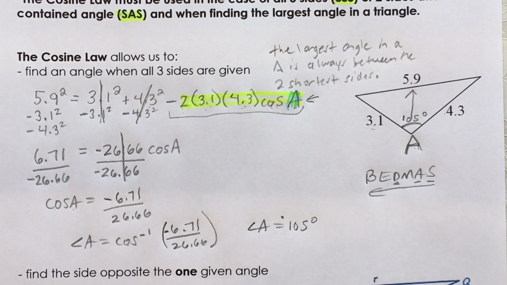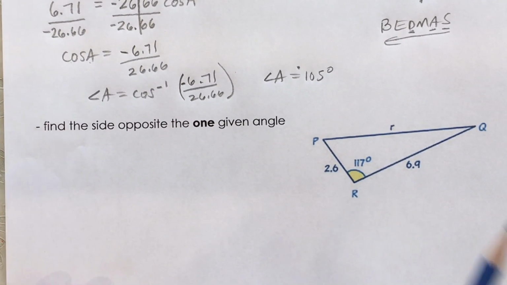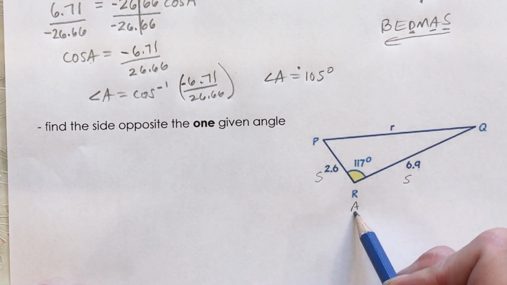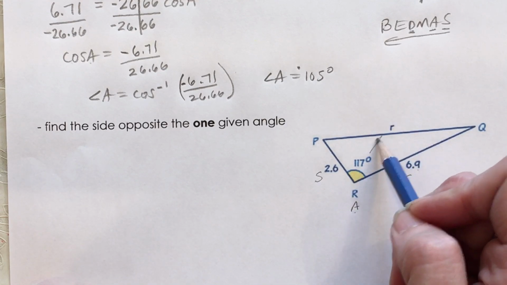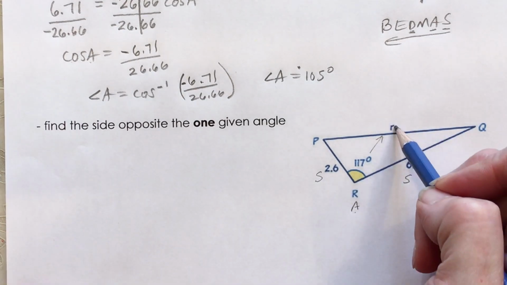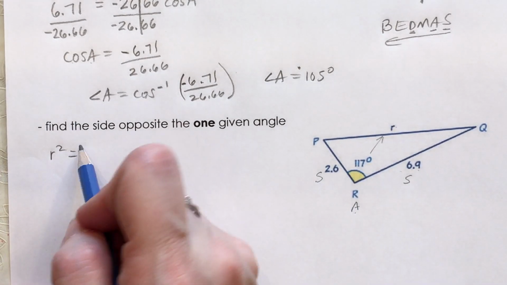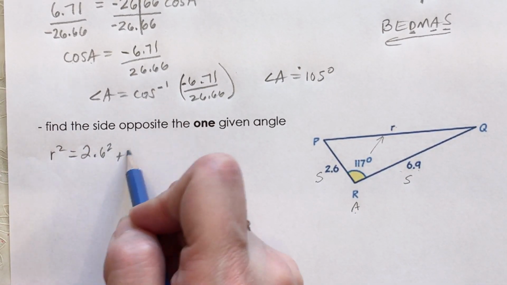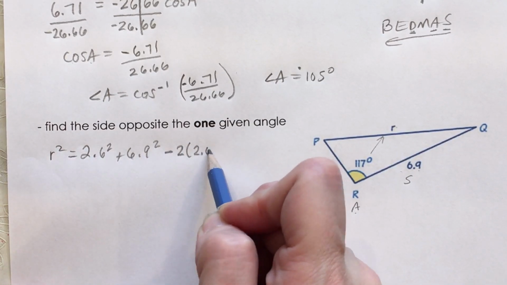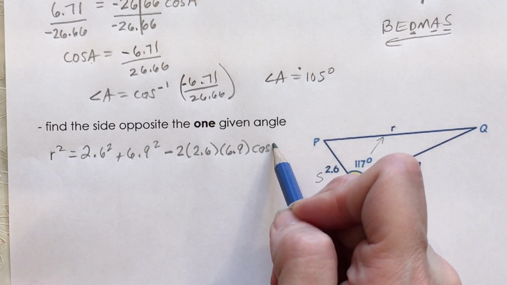You can also use the cosine law to find the side opposite the one angle that's given. So here's our case where we have side, angle, side. So we know these two sides, we know the angle between them, but we don't know the side opposite. So in this case, we're finding a side, and we're going to start with the side that we're trying to find here. So little r squared is equal to the sum of the squares of the other two sides. So 2.6 squared plus 6.9 squared minus 2 times each of those sides times the cosine of the angle between them, which we know is 117 degrees.